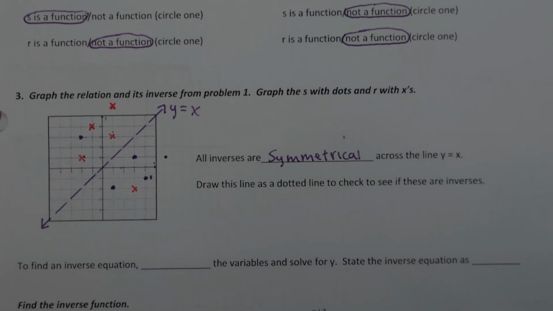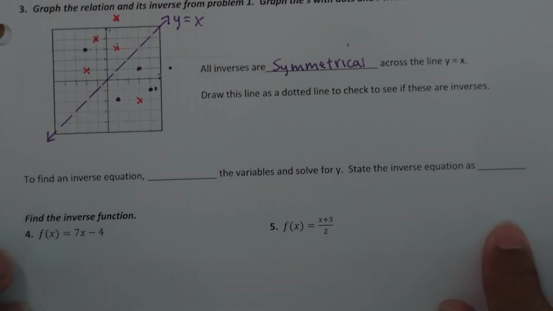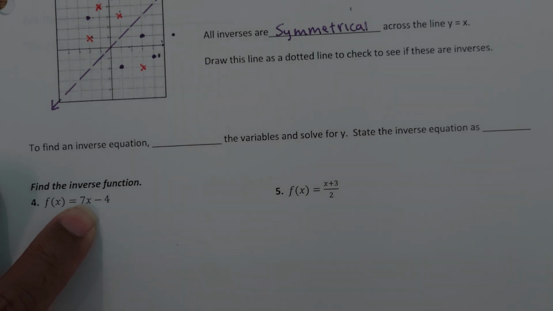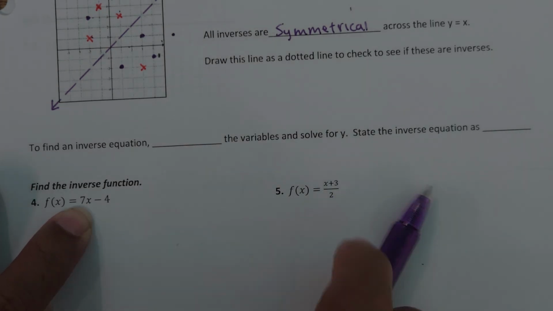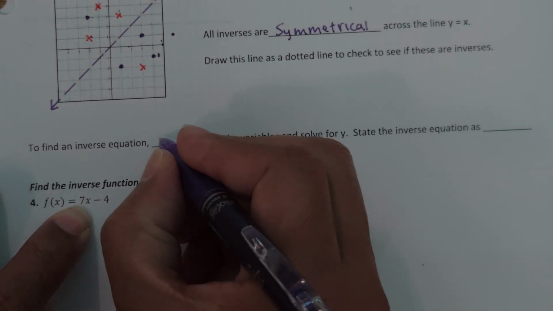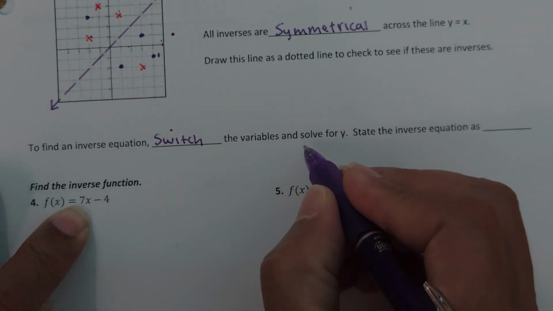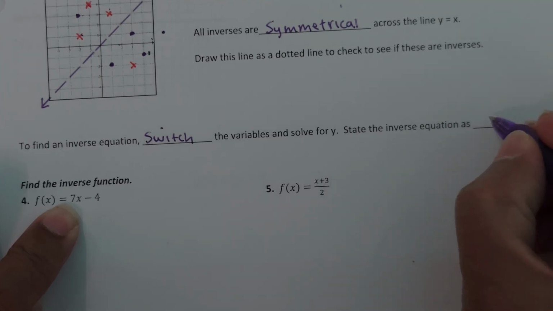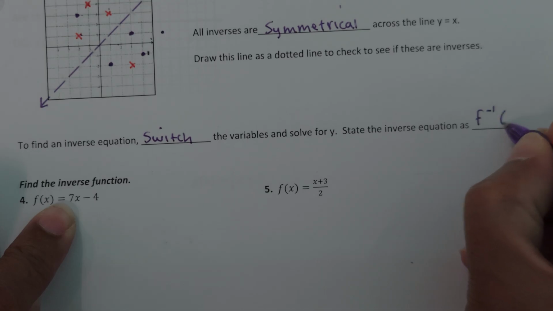Let's move on to example number 4 and number 5. For this part, it's the same idea, to find the inverse equation. Now we have equations, we don't have coordinates, we don't have tables, we have the function itself, or functions themselves. To find an inverse equation, we are going to switch the variables and solve for y. Then state the inverse equation. Since this is a function, if the inverse is a function, then we use this notation. The way you read this is f inverse of x.